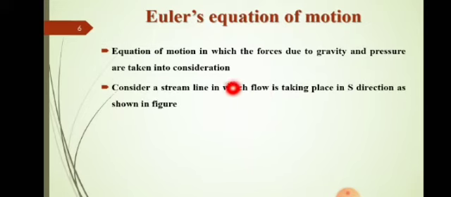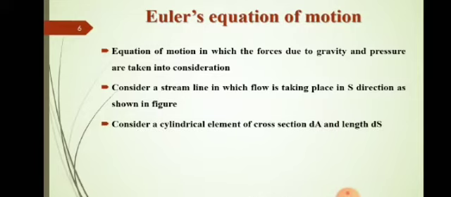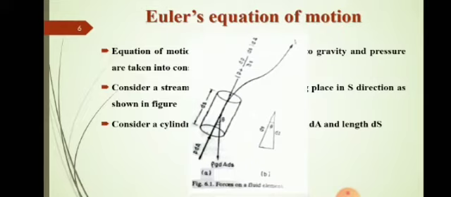So, in short, in Euler's equation of motion, the forces that are considered are the force due to gravity and the pressure force alone. Now, consider a streamline in which flow is taking place in the S direction as shown in the figure. We are trying to derive Euler's equation of motion. For that, we are considering a cylindrical fluid element which has a length ds and an area of cross section dA.